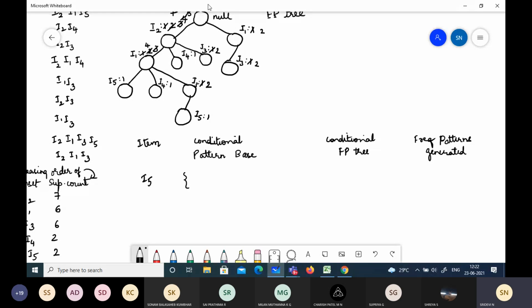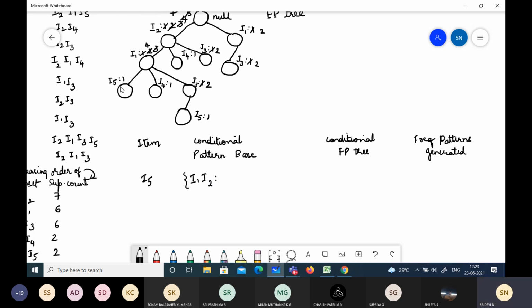To reach I5, the path we are taking, we'll just check here. I'm taking the items in the increasing order of their support count. So I've taken I5 first. Now I'll check where it is in the tree. I have to pass through I2, I1, and then I'll get I5. So to reach I5, I should take the path I1 and I2 pattern. The pattern is I1, I2, and I can reach I5.